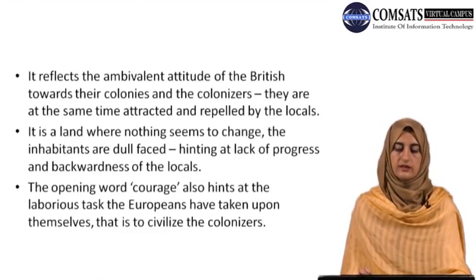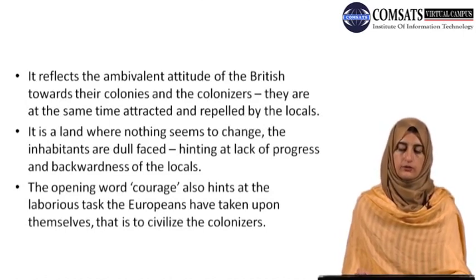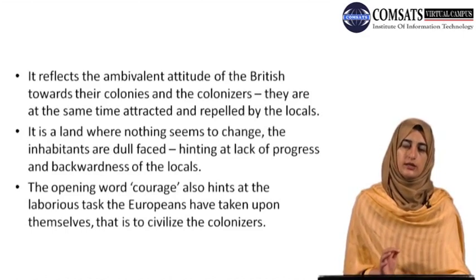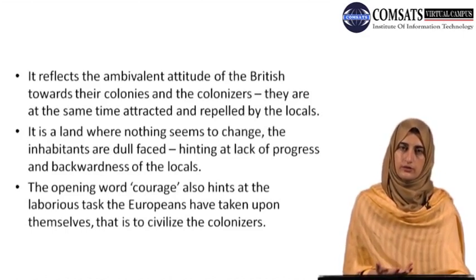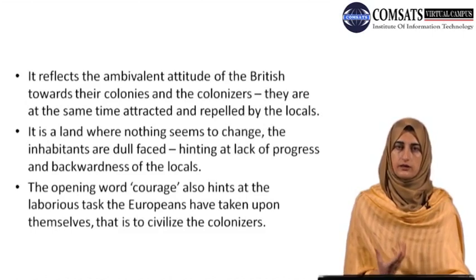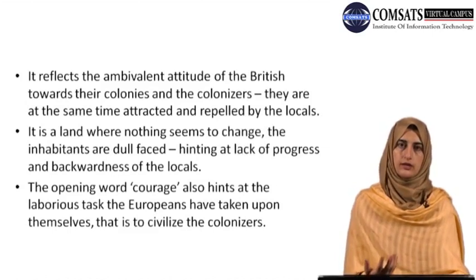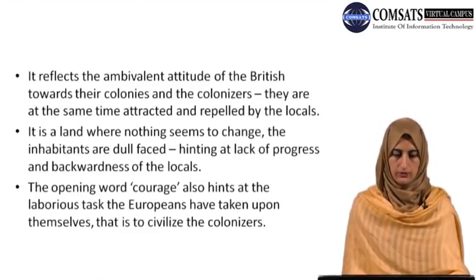It is a land where nothing seems to change. The inhabitants are dull-faced, hinting at the lack of progress and backwardness of the locals. So the same theme of colonizers is taken further. For those colonizers, for British imperialists, these colonies gave a look of backwardness. These were backward people, who had been in that uncivilized state for a long time, and nothing in their life seemed to have changed. They seemed not to have progressed. So this was how these colonizers saw those locals in the colonies.